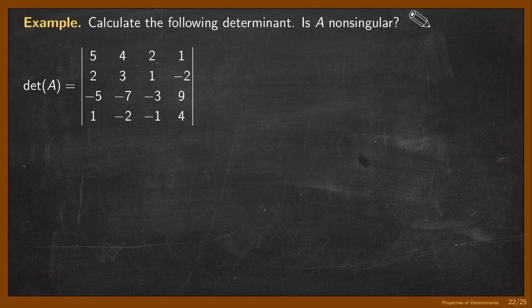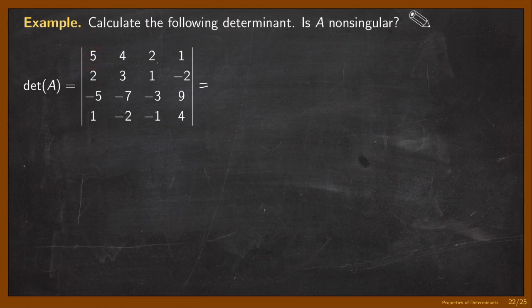So let's calculate the following determinant and determine whether it is non-singular or not. This is a 4x4 matrix, so obviously the basket weave method does not work here. So what we do instead is apply elementary row operations in order to transform this into an upper triangular matrix, because an upper triangular matrix has a very simple determinant. For example, we need a pivot over here at position 1,1, but we do not have one.